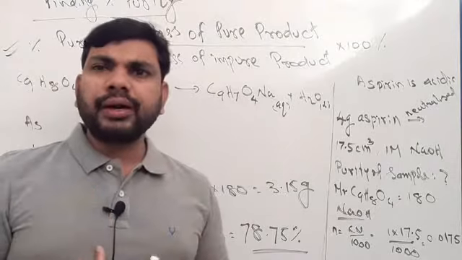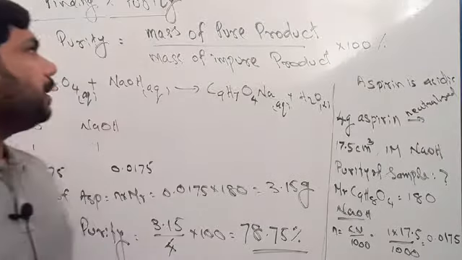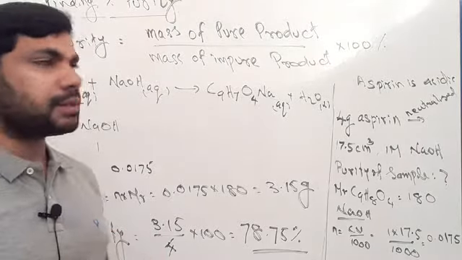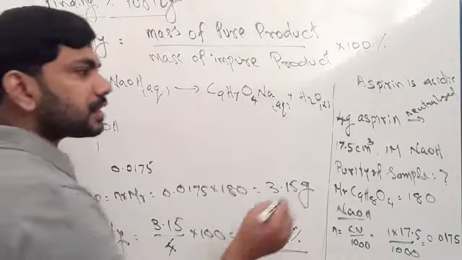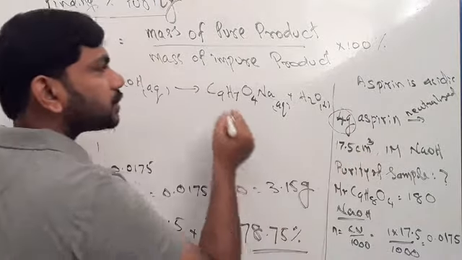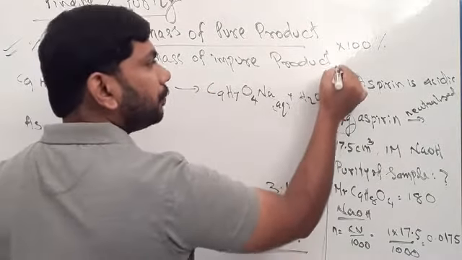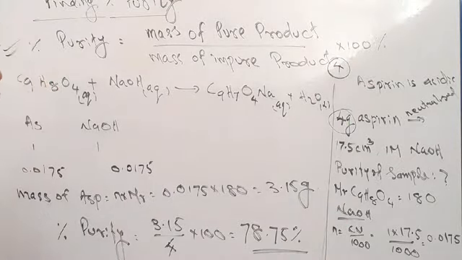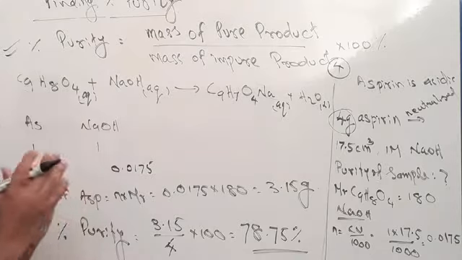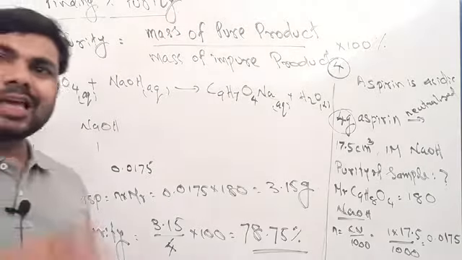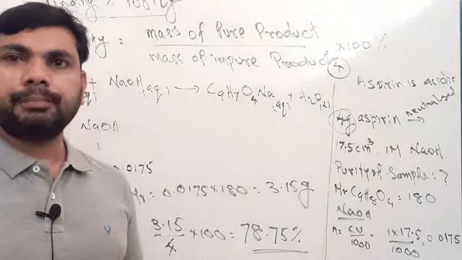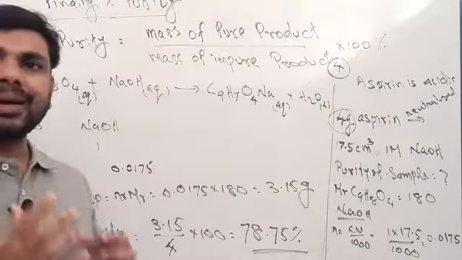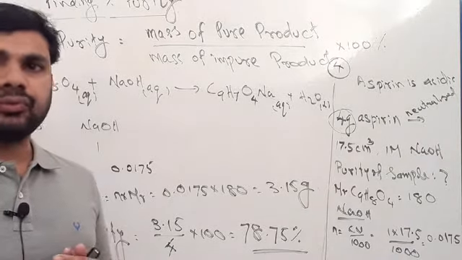So to find percentage purity, we need the mass of pure substance and the mass of impure substance. The mass of impure product is already given here, 4 gram. So 4 gram aspirin means there is aspirin and some impurity. We need to find the mass of pure aspirin.